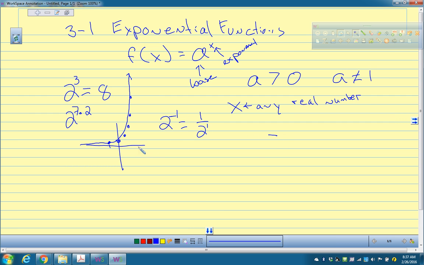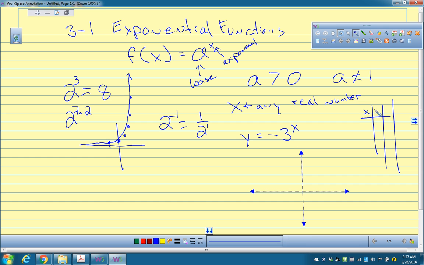For instance, what if I had y equals negative 3 to the x? What do you think that would look like? All exponential functions kind of look the same, except by plugging a negative in there, it would take all those values and make them negative. So if you make a little table of x and y, if this is 3 to the x, negative 3 to the x would just make all those negatives.